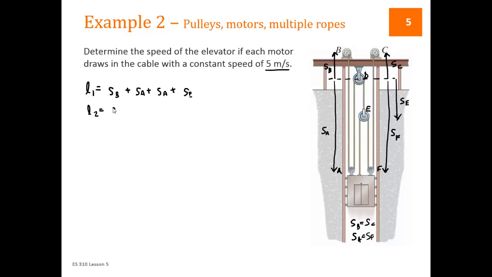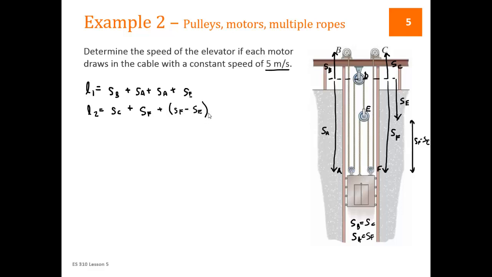We've got SC plus SF, right, all the way down to the elevator. And then it goes up from F to E. So that would be this distance, right, which is SF minus SE. All right, so plus SF minus SE.